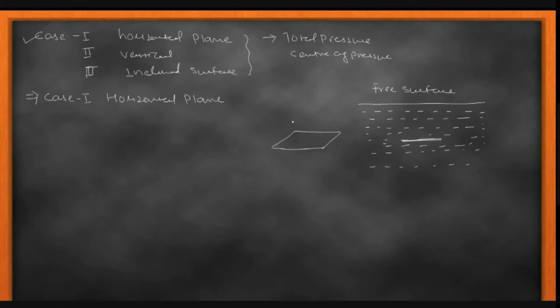So let's say we are giving the name ABCD, and the height of this plane from the free surface is H. The area of this plane is A. Now the intersection of this diagonal will represent this CG. So this is the point P, and CG is there, and here the force, that is F, is acting.